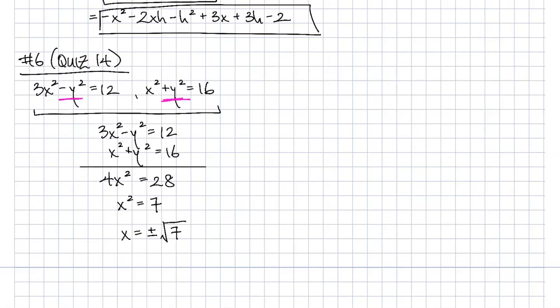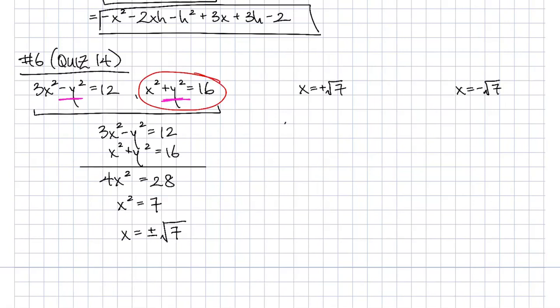And then after that, I really just want to find the y values that go with it. So maybe to stay kind of organized, I could say x is a positive square root of 7. And then separately, I could say x equals the negative square root of 7. And I could plug that into my other equation to help me find a y value. So I think I'm going to plug it into this equation, just because the numbers are a little bit smaller.